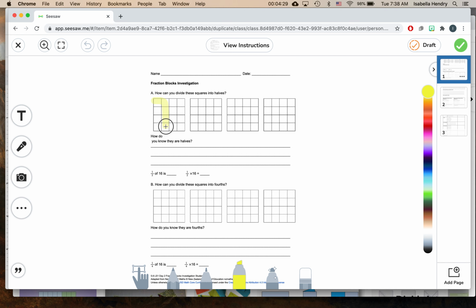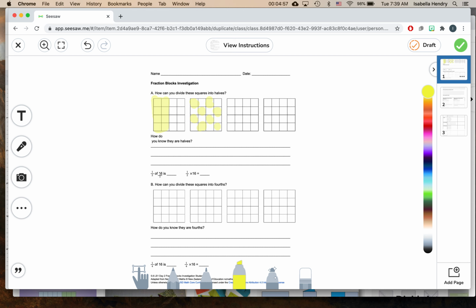So probably the easiest way would be to do it like this and color in half of the squares. I could also get crazy and color in every other square to make a half. There's lots of different ways that you could choose to do it. And then I'll write down here how I know they are halves, ¿verdad? So como sé que son mitades.